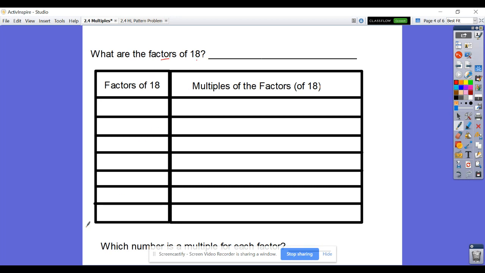Whenever I hear factors, I'm going to think rainbow method, my favorite way to do it. So we'll start with 1 and 18 as our first pair. Then we're going to go through, is 2 a factor? Yes, so we'll put 2 and 9. Is 3 a factor?